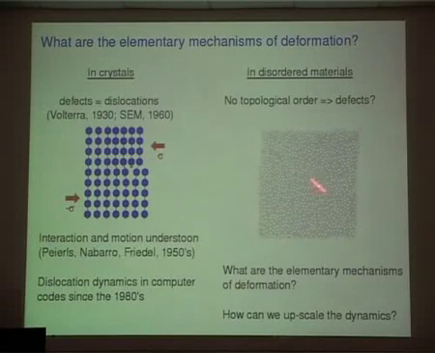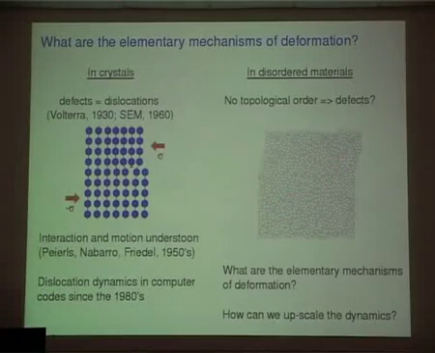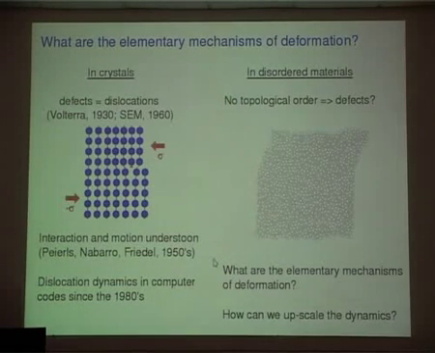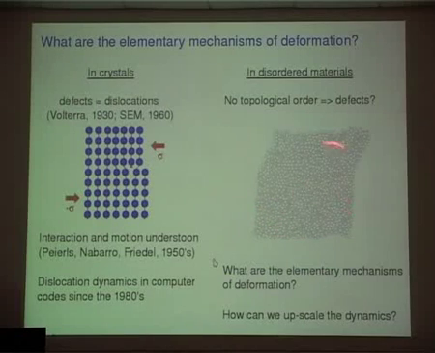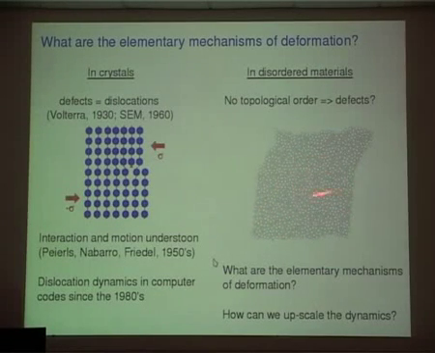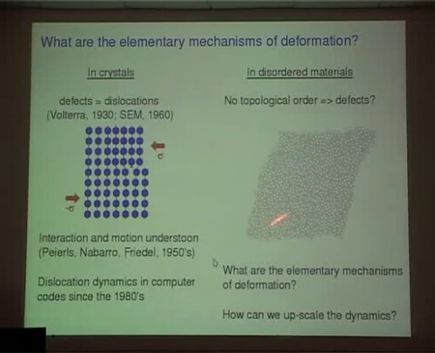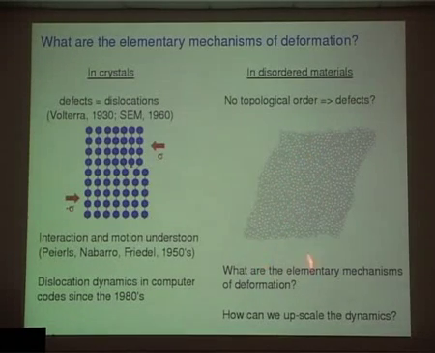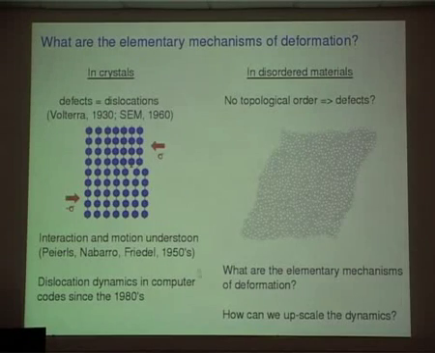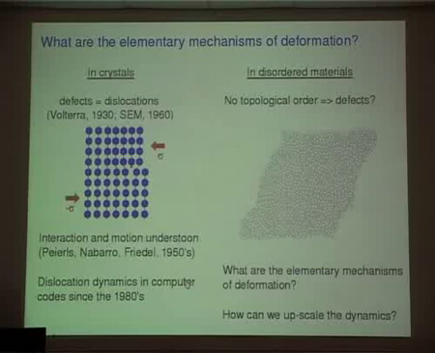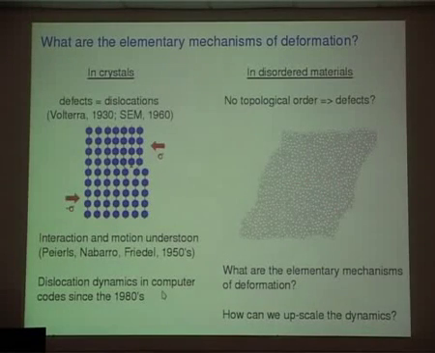When you look at an amorphous system, there is no order, and because there is no order, there is no dislocation. And the question then is to understand what happens and how can we construct a theory of deformation. And if we want to construct a theory of deformation, we need to identify the elementary mechanisms that are responsible for it. But are there defects, something like dislocations, or not?